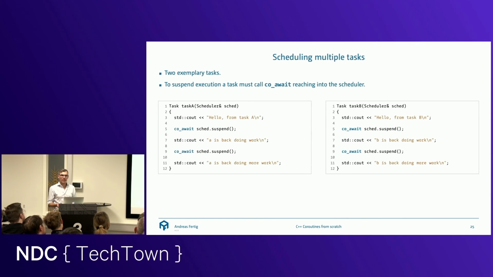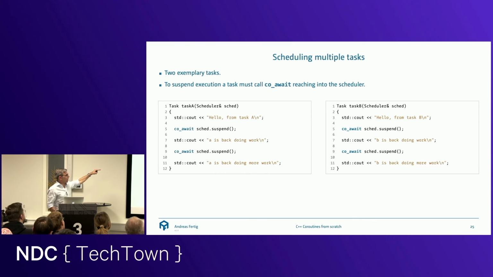My two tasks are very simple. They are more or less the same. The only difference is that one says A and the other one says B. So they say, hello from task A. A is back doing work. A is back doing more work. And between these three outputs, they use co_await to call suspend on the scheduler. So my scheduler obviously comes with a suspend member function. As I said, the two tasks are absolutely identical except for the A and B part.